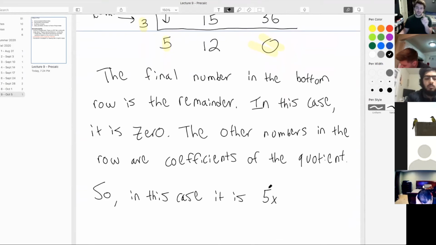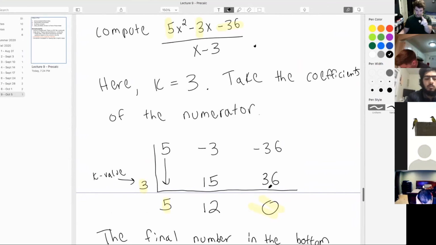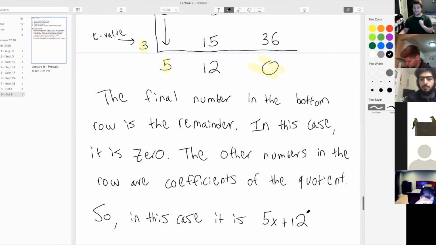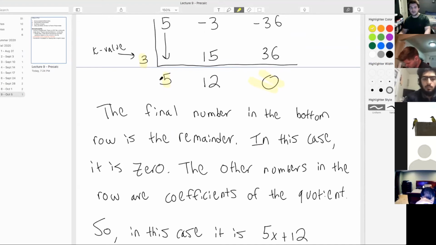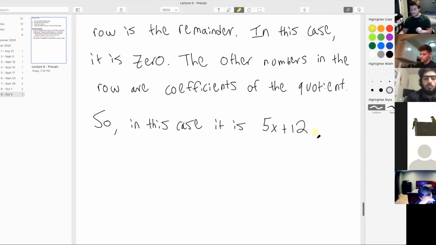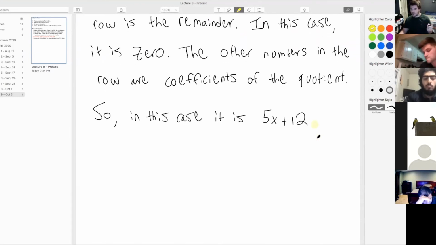So it goes 1 degree lower than the numerator, plus 12. 5x plus 12. So that's the plus 12. All right, so we are finished. So a much faster way to do the polynomial long division.